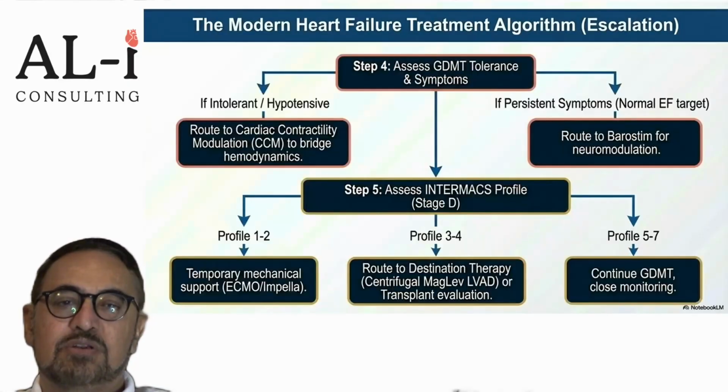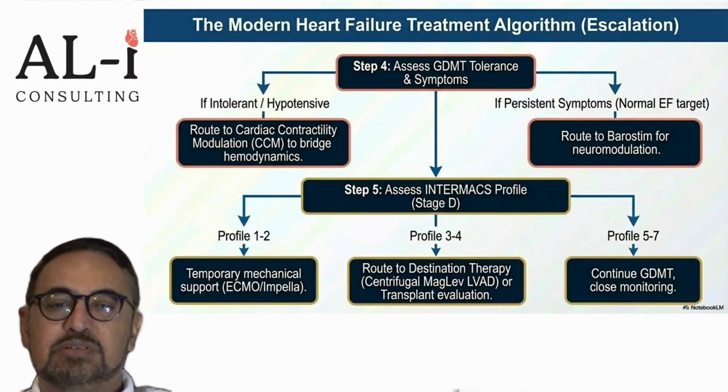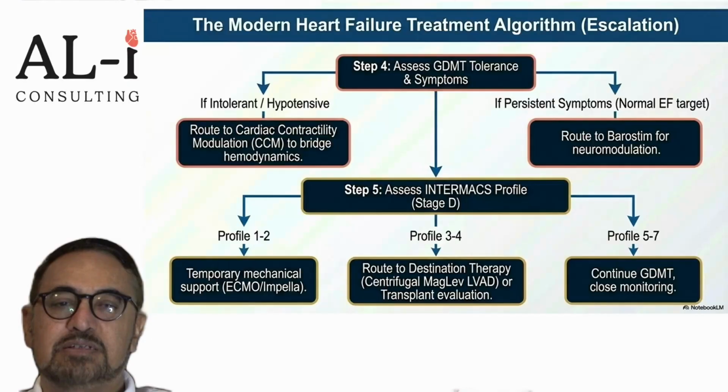The escalation algorithm takes us beyond initial assessment. Step 4 is to determine whether the patient can tolerate GDMT and whether symptoms persist. If the patient is intolerant or hypotensive, the pathway points towards cardiac contractility modulation as a way to bridge hemodynamics. If the patient instead has persistent symptoms despite a normal ejection fraction, the slide routes towards Barostim for neuromodulation. In parallel, all of these patients should be assessed for Intermacs profile if advanced heart failure is suspected.